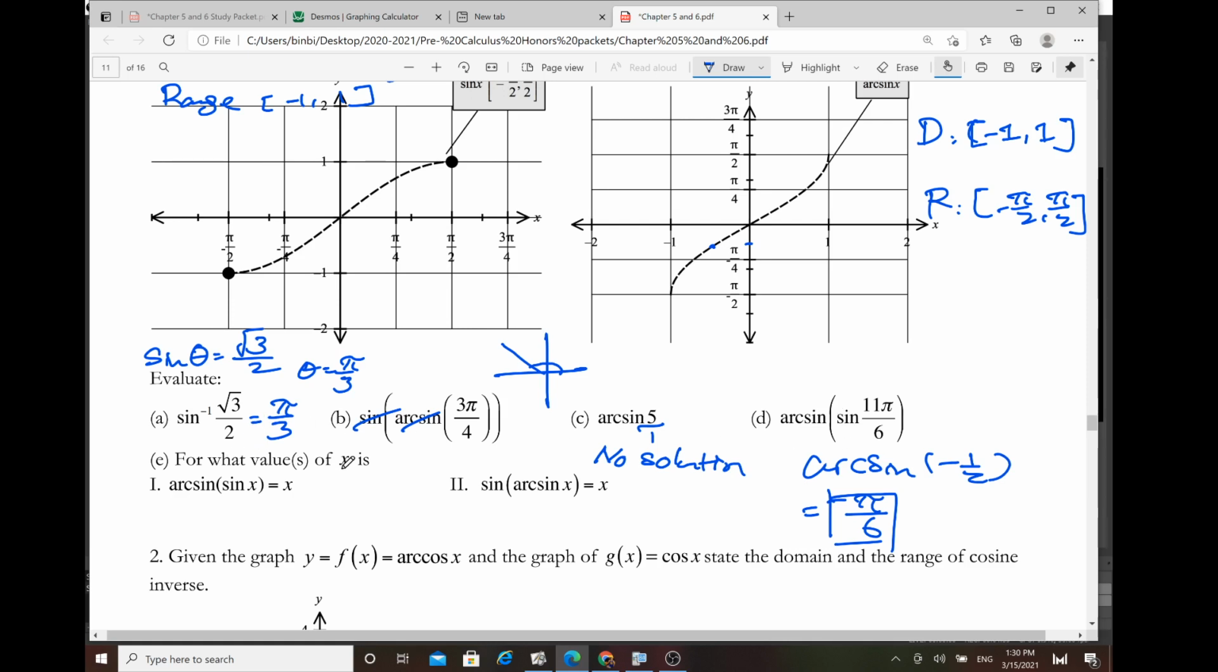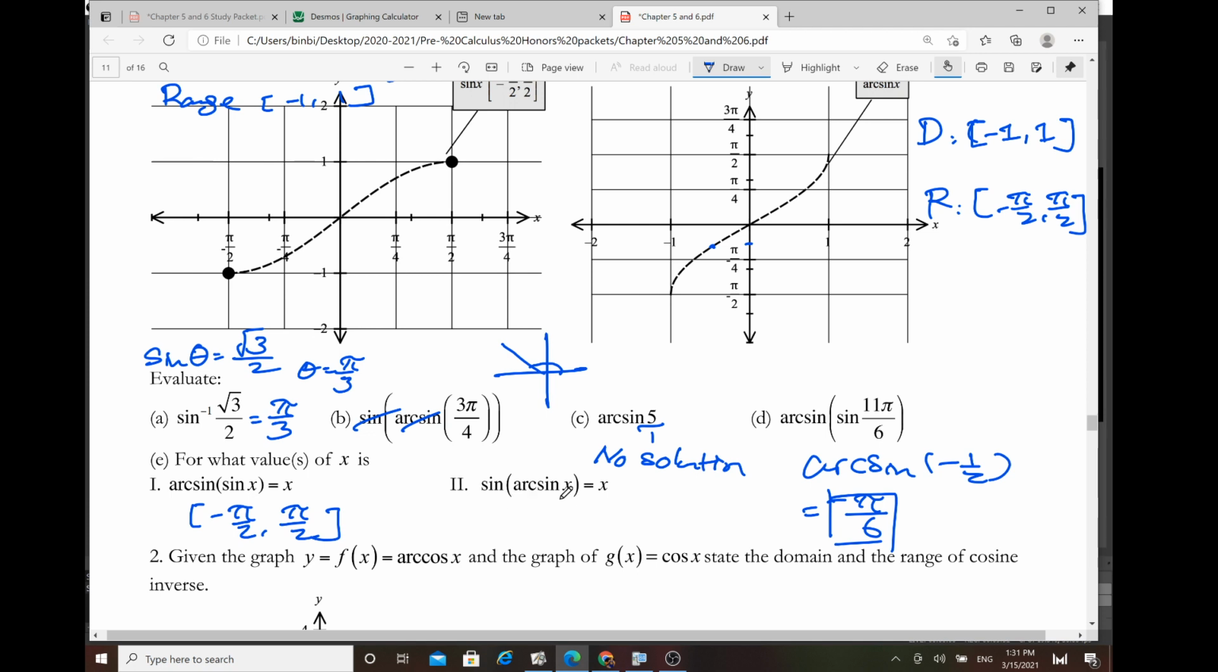And now for what values of x does arcsine of x equal x? Well, if you take arcsine, you'll be coming up with an angle. That angle must be right in between negative pi over 2 and pi over 2. It's all depending on the value of x. This one is just finding the restricted range of the arcsine function. So the x value should be bounded right between negative pi over 2 and pi over 2.